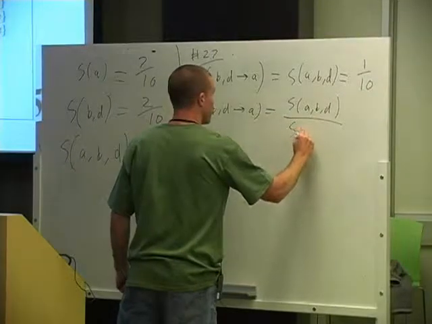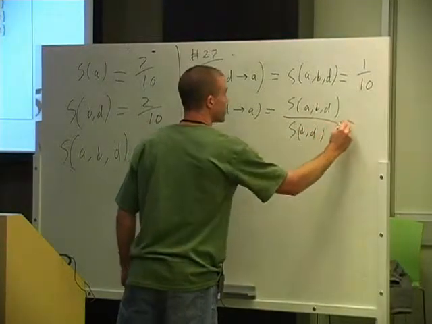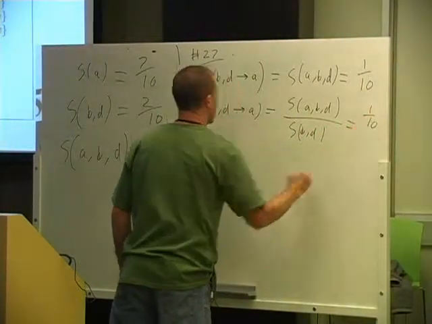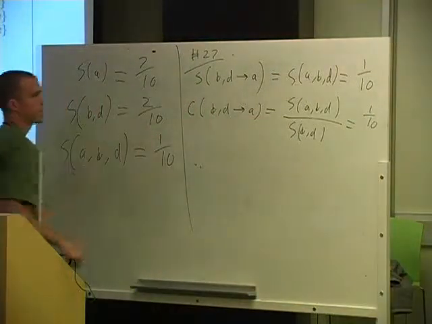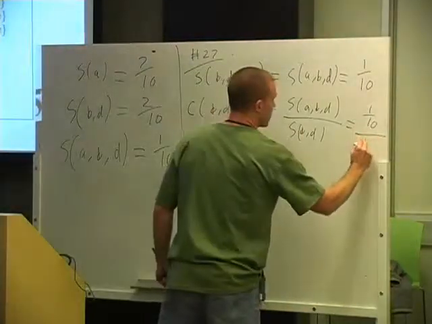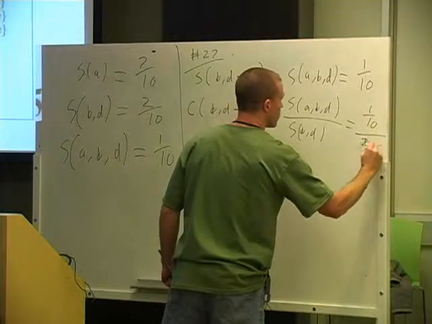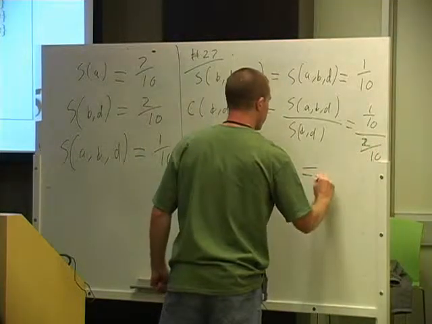Okay, so on the top is 1 out of 10. How many people bought BD? 2 out of 10. So this rule has confidence 50%. 2 out of 10 equals 0.5.